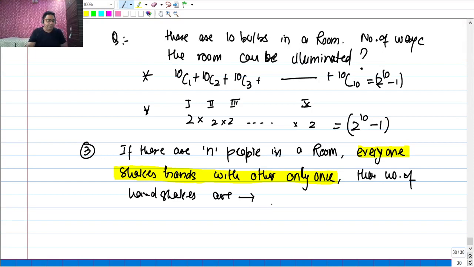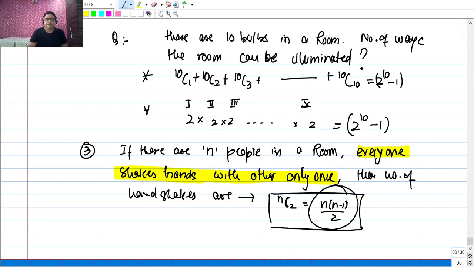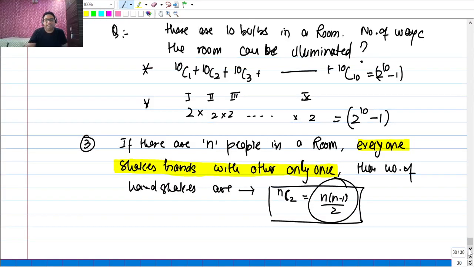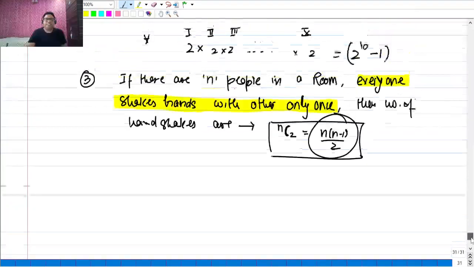Now listen, for one handshake you require two people, isn't it? So NC2, if you start selecting 2 out of n, you would get the number of handshakes as n into n minus 1 by 2. If you are formula oriented, you can remember the handshake formula. Otherwise also, guys, you can generalize it.